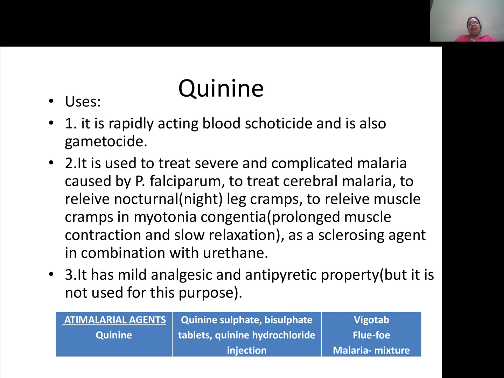It has mild analgesic and antipyretic property, but it is not mainly used for this purpose. Formulations are available as quinine sulfate and bisulfate tablets, and quinine hydrochloride is available as quinine hydrochloride injection. Marketed formulations are Vigotab, Flufo, malaria mixture.